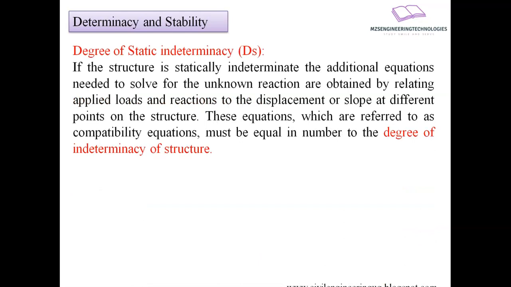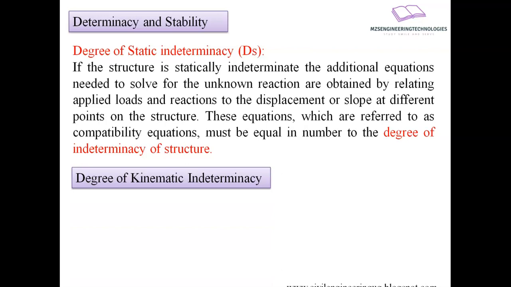If the structure is statically indeterminate, the additional equations needed to solve for the unknown reactions are obtained by relating applied loads and reactions to the displacement or slope at different positions on the structure. These equations, which are referred to as compatibility equations, must be equal to the number of degrees of indeterminacy of the structure. Meaning the number of equations which we are going to write to obtain the unknown forces with the help of compatibility conditions, that number we can say is the degree of static indeterminacy of that particular structure.